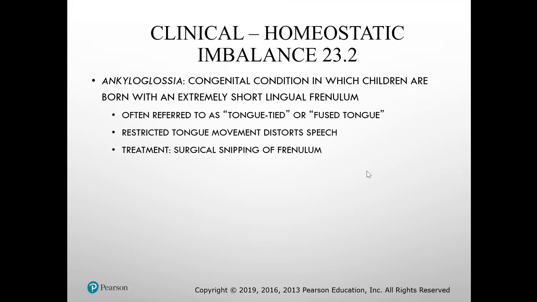Okay, so you have your clinical imbalance. Ankyloglossia is a congenital condition where children are born with an extremely short lingual frenulum. And that's the reason why they're called tongue-tied. But this is really a disorder of fused tongue. And the only way really to correct it so that children with ankyloglossia will be able to speak properly, they are treatable, will be to snip off the frenulum. And that would pretty much do the trick.